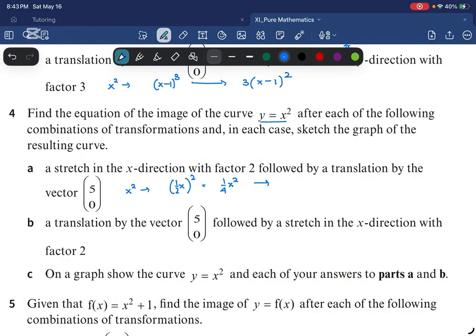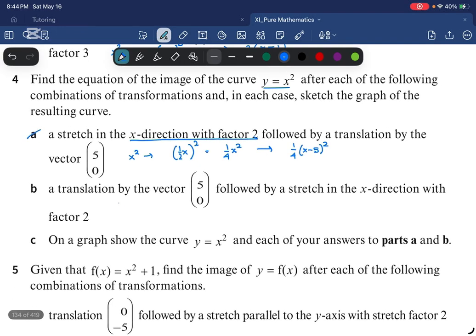So stretching in the x direction with a factor of 2 means multiplying my x by half. And then that is equal to 1 over 4 x squared, followed by a translation by the vector. So (x minus 5) squared. That is going to be my solution.